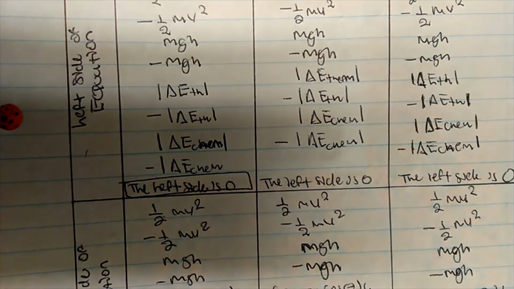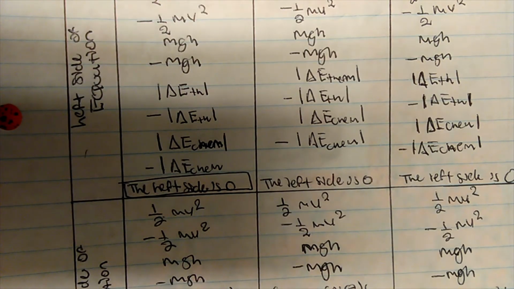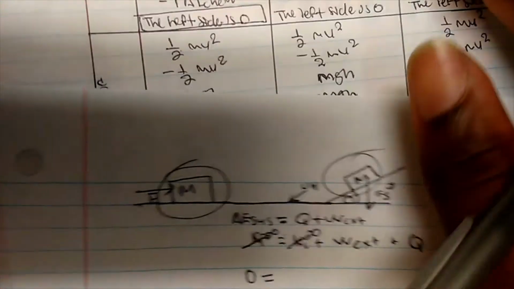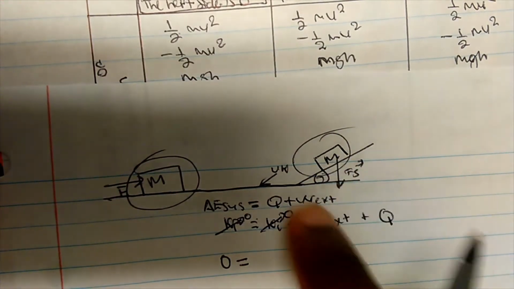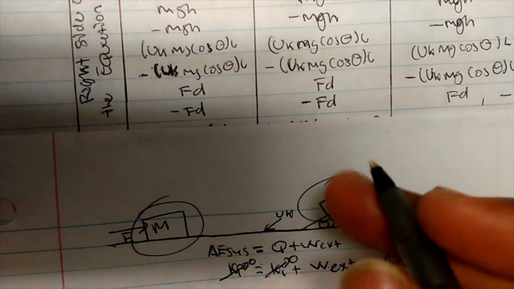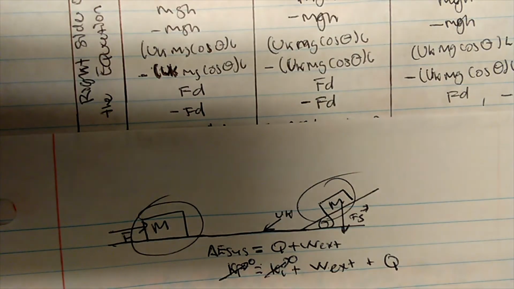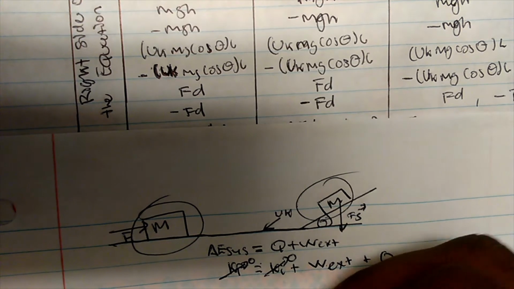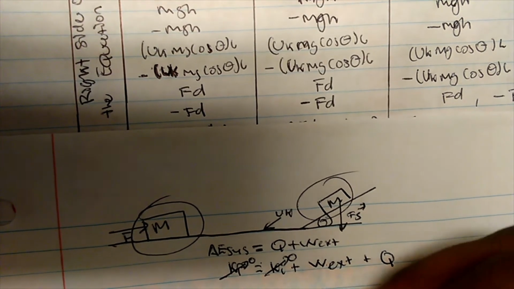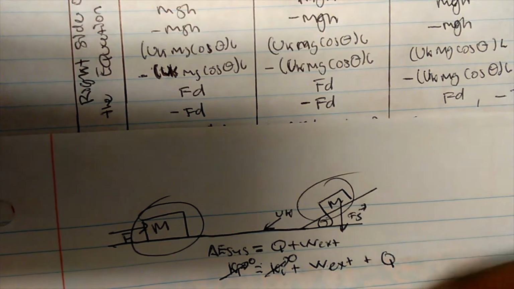So the left side is actually 0 in this case for the block. Now, what about the right side? We just talked about it. We just said Q is due to friction. So Q is due to the friction. Okay, and again, friction is always opposite of the motion, right? So we know friction is going to be negative. So we could say this is negative mu sub k mg cosine of theta L.